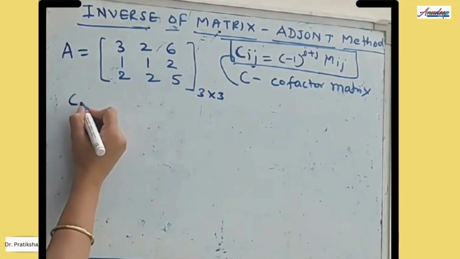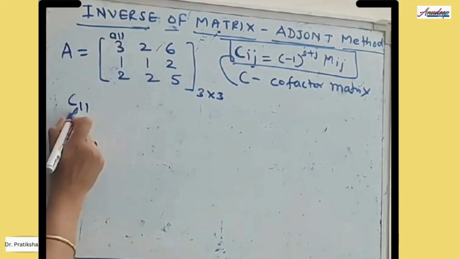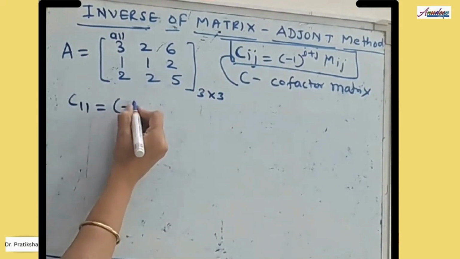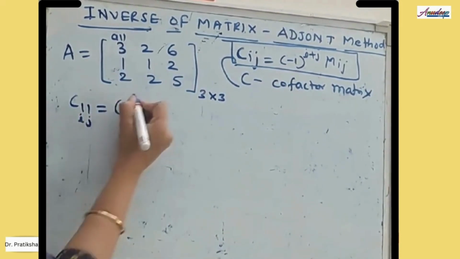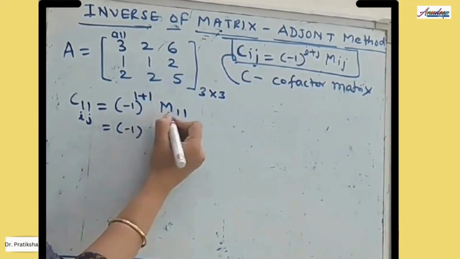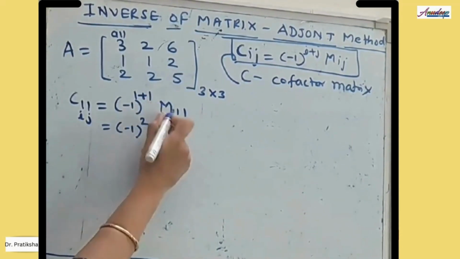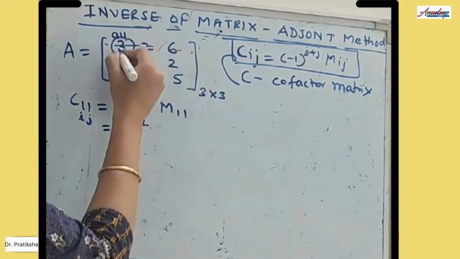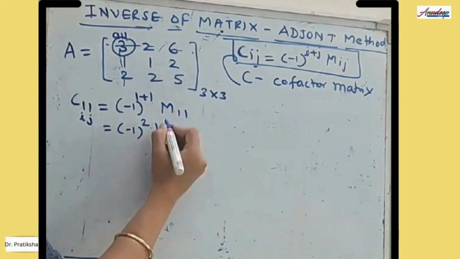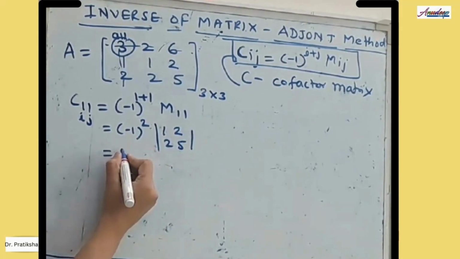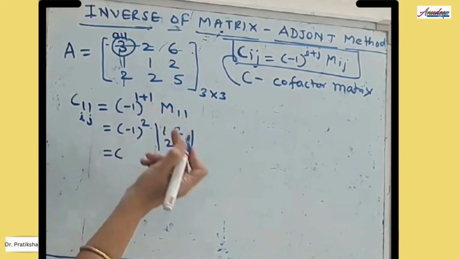So for the first element at position A11, C11 will be the corresponding element in the cofactor matrix. It will be equal to minus 1 raised to, now this is my i, this is my j, so 1 plus 1, into M11. Now 1 plus 1 is 2, and we need the minor of element A11. When we want to find the minor, this is what we obtained: the determinant of order 2 by 2, which is 1, 2, 2, 5. And it is minus 1 raised to 2, that is positive 1.